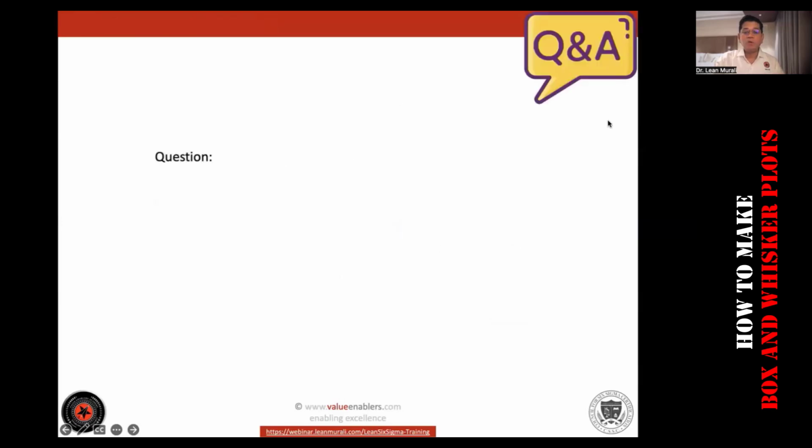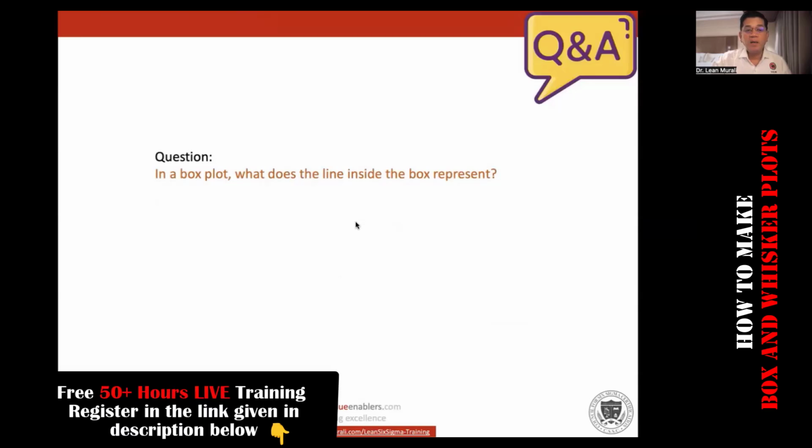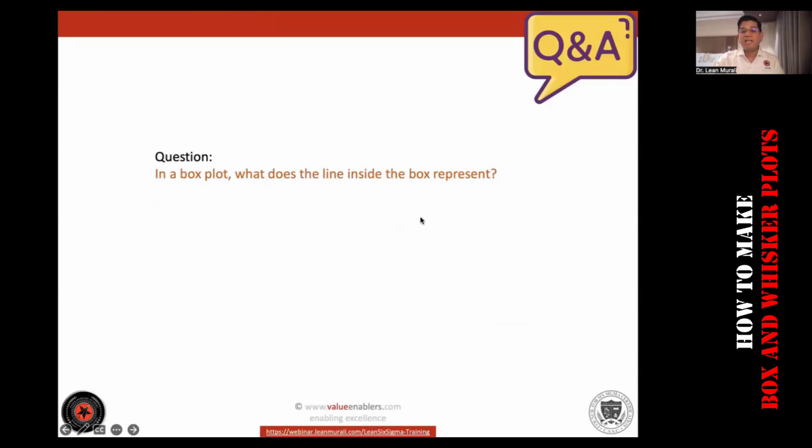Before that, I just wanted to ask you a question. What does the line inside the box plot represent? Mean, median, mode, or variance? I know the box is divided by a line. What does that represent? Yes, the correct answer is median. Fantastic. All of you are observant here.